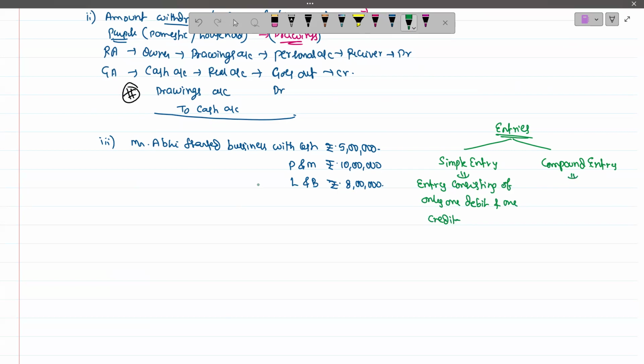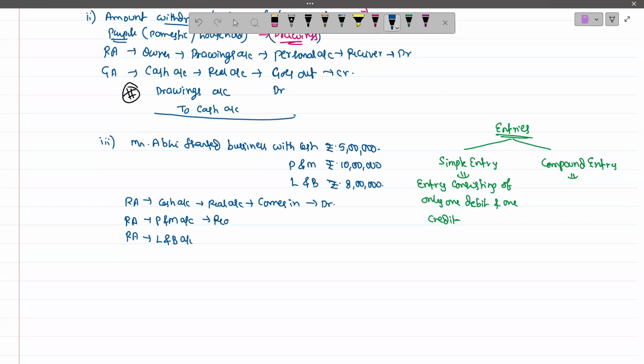So, for example, in this scenario, we have the receiving aspect, and in the receiving aspect we have three items. So what did we receive? Cash account, plant and machinery account, and land and building account. Cash account is a real account. And what is the rule for real account? What comes in is debited, what goes out is credited. It comes into the business, so that is debited.